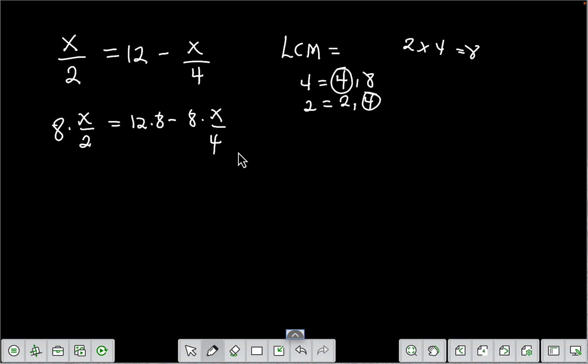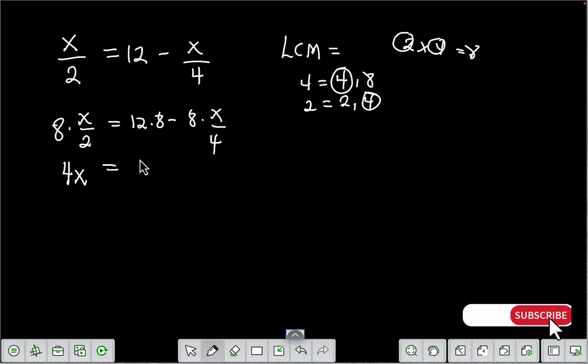What I mentioned early on is that when you multiply two factors to get a product, it means that when I'm dividing the product by one of the factors, it should give me the other factor. I multiplied 2 to get 8, it means that if I'm dividing 8 by 2, I should get 4. So this will give me 4x. Very simple. Equals 12 times 8.